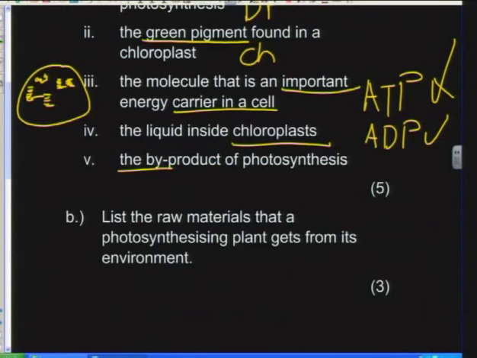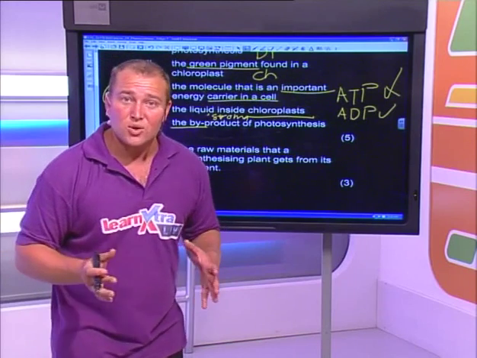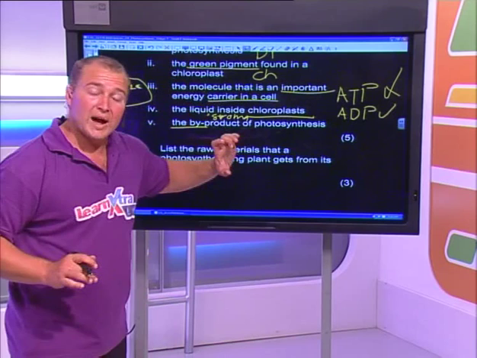Okay, it's very simple. I'm going to try write it over here. It's the stroma. Okay, hopefully you can see that writing, because no matter how close I go, it doesn't want to write quite nicely. So it's the stroma.